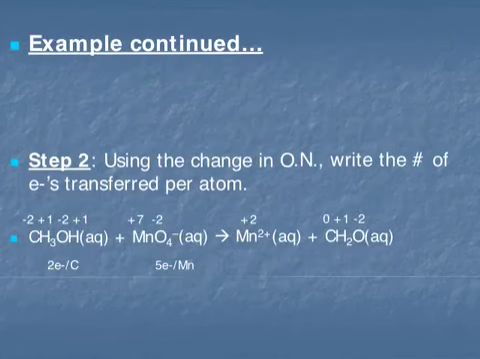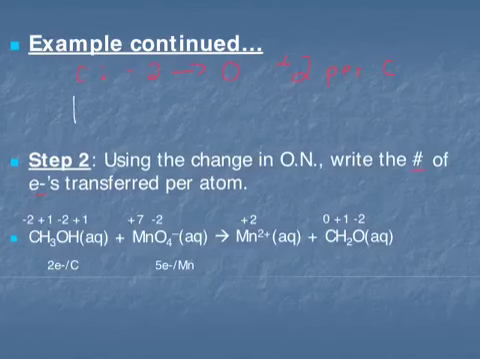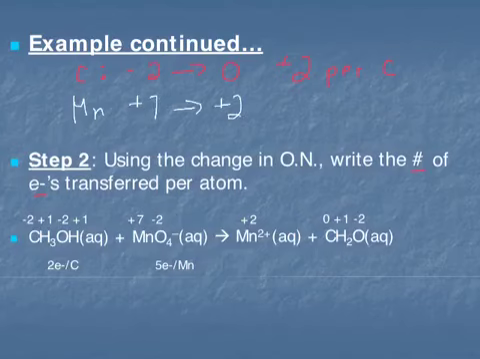Our next step is to determine the change in the oxidation number, and using that, determine the number of electrons transferred per atom. We said before that carbon went from an oxidation number of -2 to 0. It got more positive by 2, and this change in oxidation number is per atom, or in this case per carbon. On the other hand, we have manganese, Mn. It went from +7 to +2. Its oxidation number went down by 5, and again this is per manganese ion.